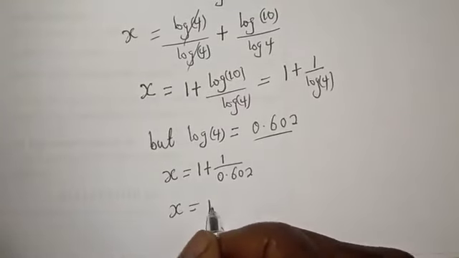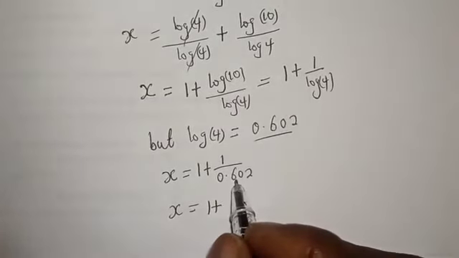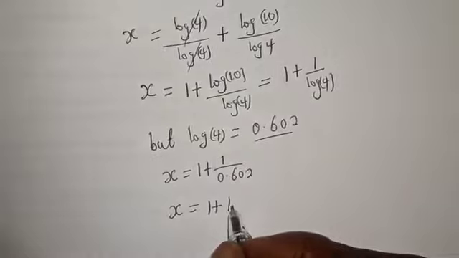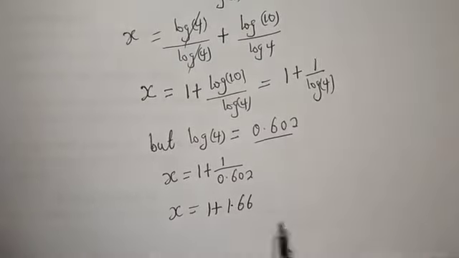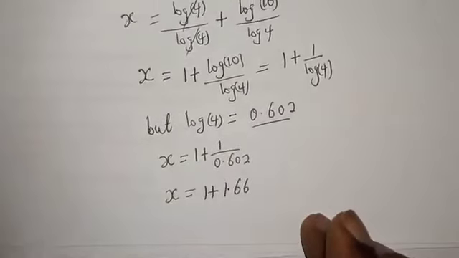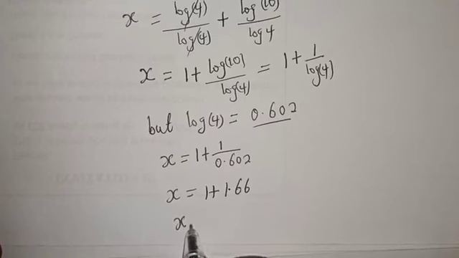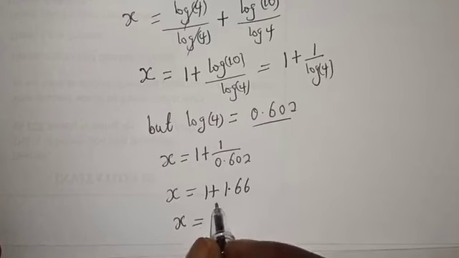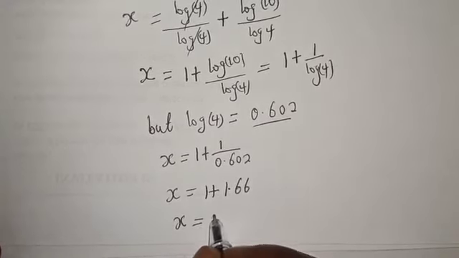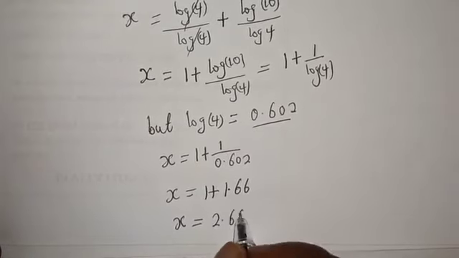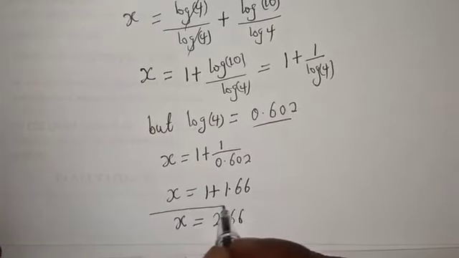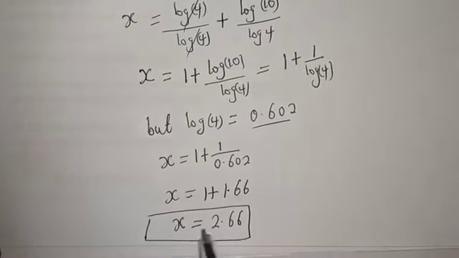s is equal to 1 plus 1 divided by 0.602. That is 1.66. s is equal to 1 plus 1.66. That is 2.66. And this is the final answer.